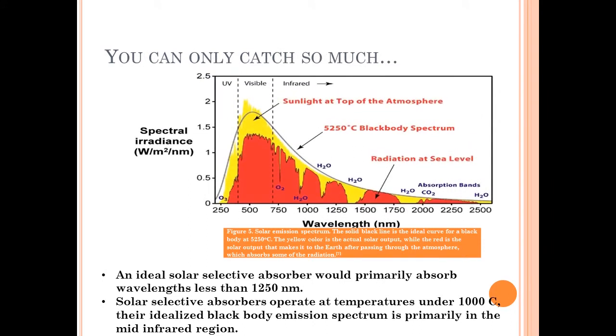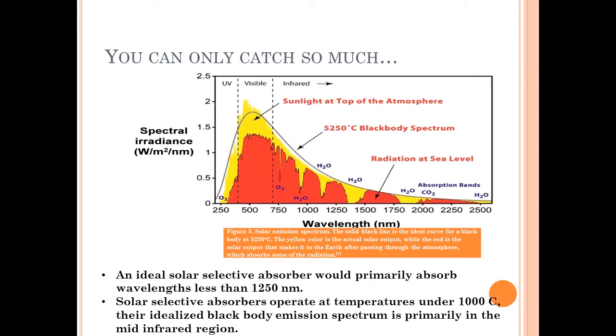The spectrum of the sun is shown in the figure. The black line is the idealized spectrum of a black body at the temperature of the sun. The yellow region is the solar output that reaches the atmosphere of the Earth, and the red region of the figure is the portion of the solar spectrum that reaches the surface of the Earth. The difference between the yellow and red regions is the energy absorbed by the molecules in the atmosphere.